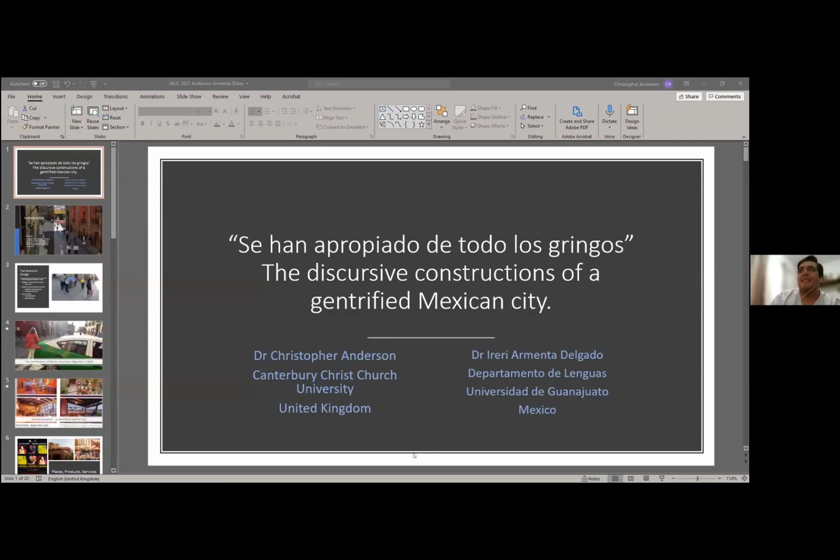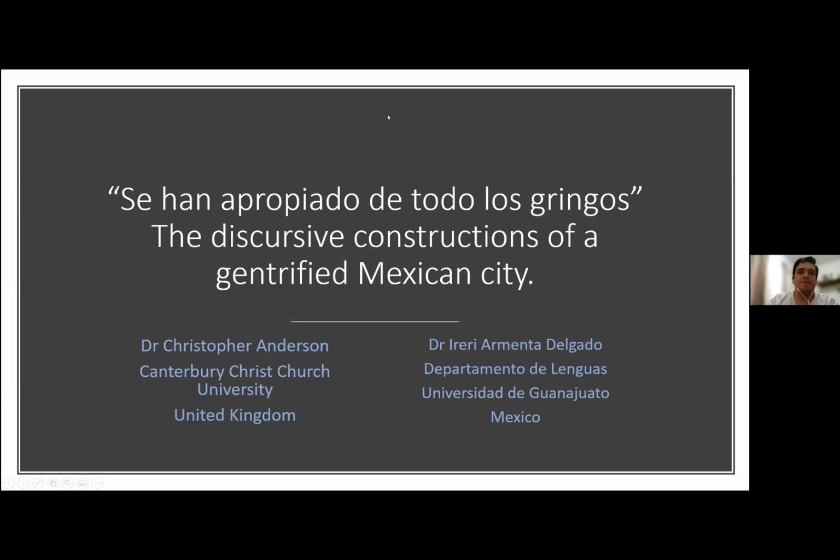Okay, Professor William, thank you so much for your presentation, and we apologize for the technological inconveniences we had. Let me present the last presentation of the afternoon. Se han apropiado de todos los gringos, the discursive construction of a gentrified Mexican city by Christopher Anderson from Canterbury Christ Church University and Ireri Armenta Delgado from University of Guanajuato in Mexico.